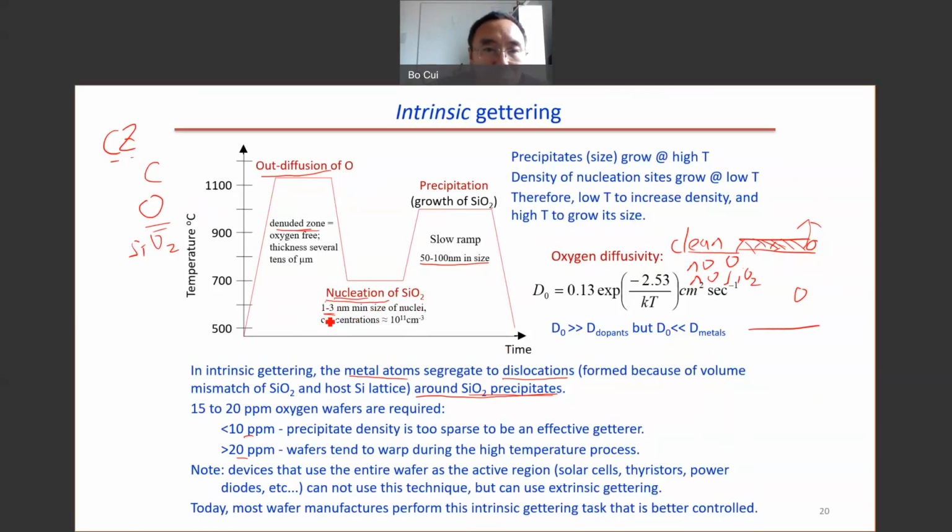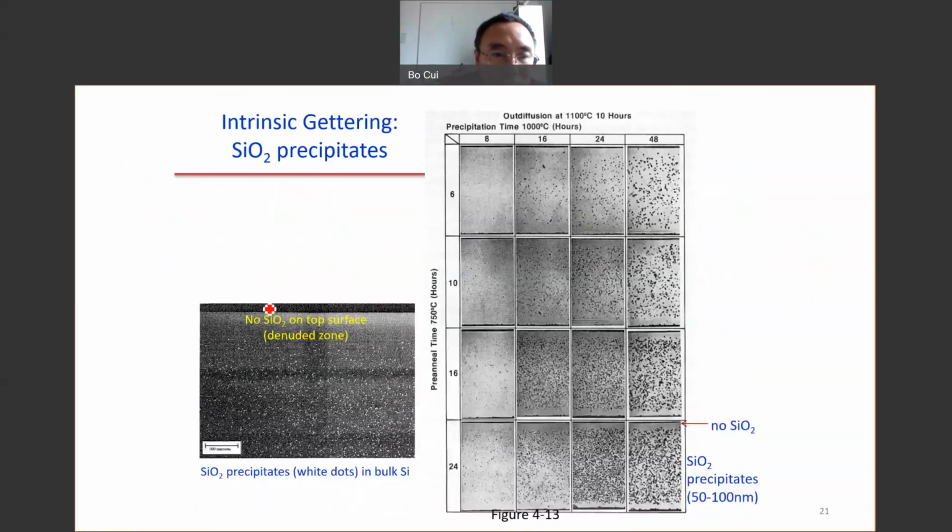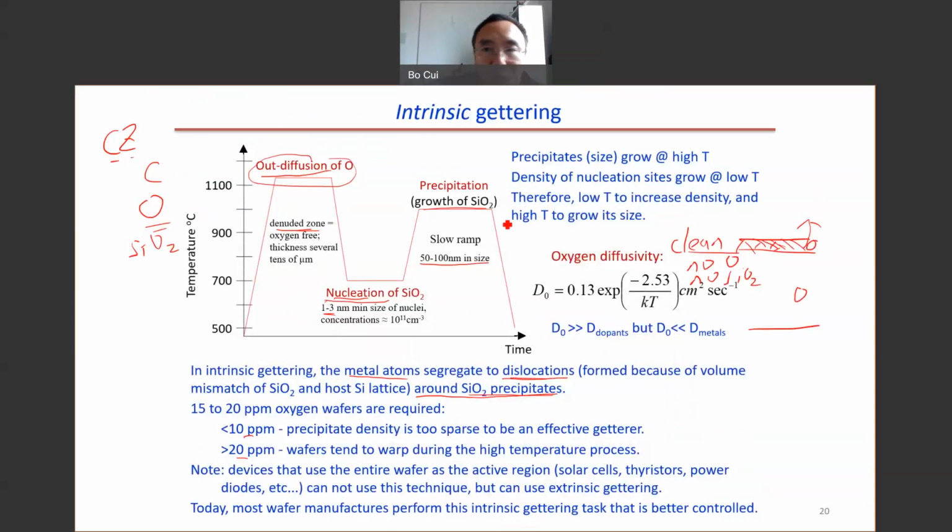So when they are stable, we can use high temperature, 7 degrees, to grow the silicon oxide big. In the end, we grow them from 1 to 3 nanometer size to 50 to 100 nanometer size. Then around those oxide nanoparticles, there will be a lot of sites to trap the metals. As you can see here, the top layer is the denuded zone because of this step, after diffusion, on the top layer.